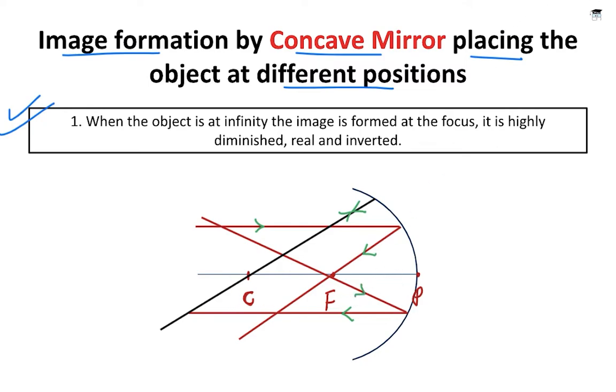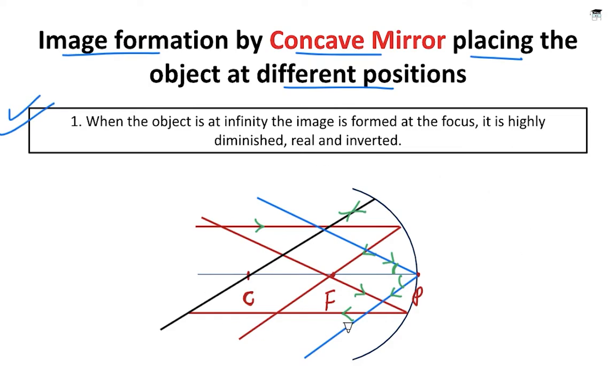And the fourth case that we did was a ray of light which is incident at the pole at some angle will be reflected back at the same angle. So that angle was same. It was incident at some angle, after reflection it will be reflected at the same angle.